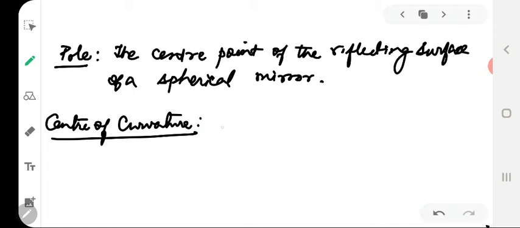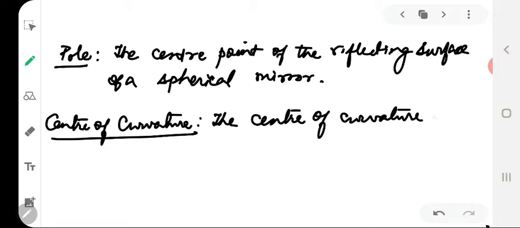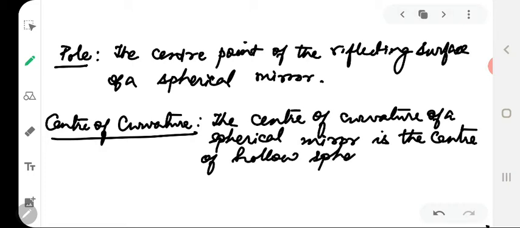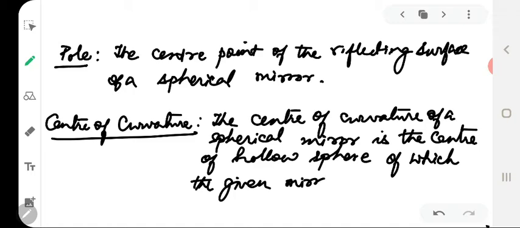Center of curvature. The center of curvature of a spherical mirror is the center of the hollow sphere of which the given mirror is a part.